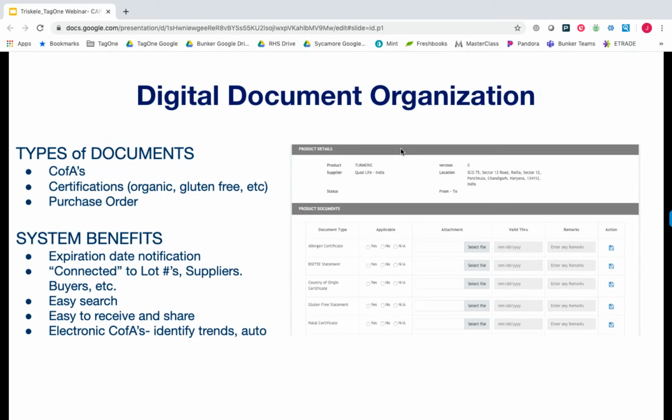But talk a little about how helpful you think it is to have everything digitized versus just paper and in binders.